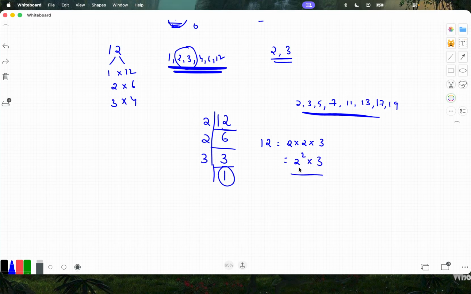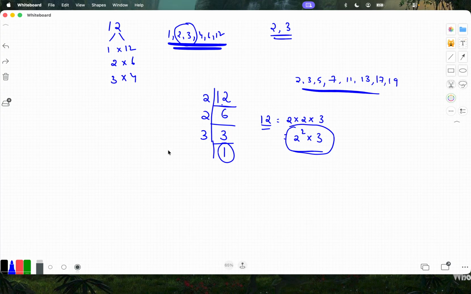So when the examiner asks to express this number as a product of prime numbers, we will use the method of prime factorization and finally we write this. It is very simple.